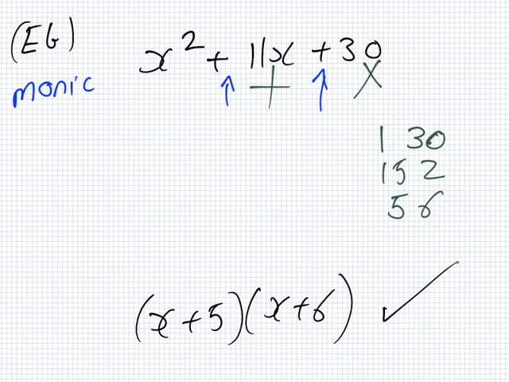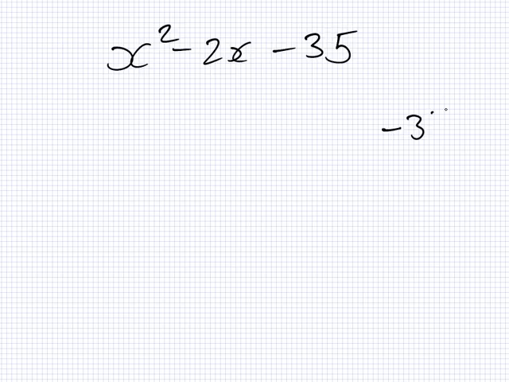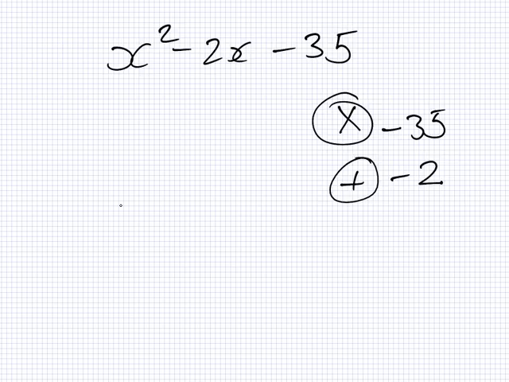Okay, shall we look at another example? Right, so let's do one with a minus in it. This one is the same idea, except we have to be very careful because of the minus. We want two numbers that multiply to make minus 35, and they add to make minus 2. So they multiply to make that, and they add to make minus 2. 5 and 7.